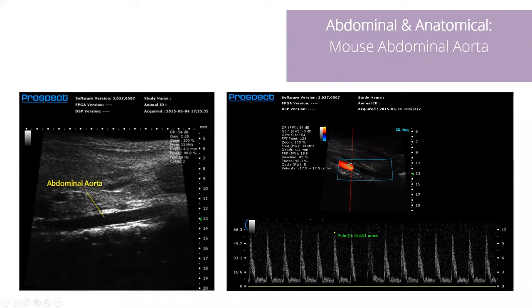This one's quite normal, so we're seeing very straight lines up the wall. If you had an abdominal aneurysm, you would be able to visualize that very clearly and see how big it had gotten and make those measurements. As well, you can use color Doppler and pulse wave Doppler on the abdominal aorta to be able to look at flow velocity changes as well.